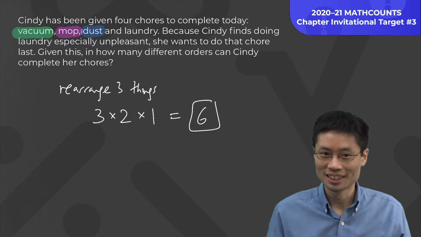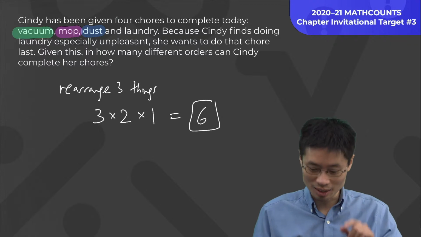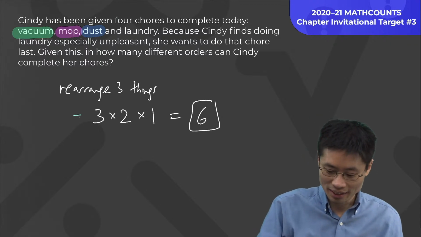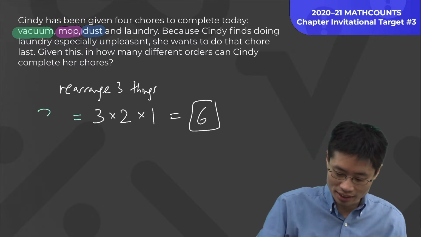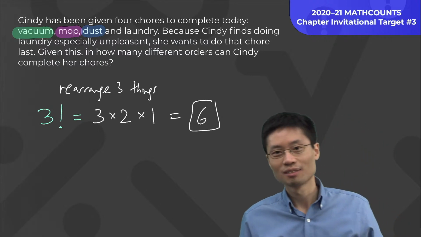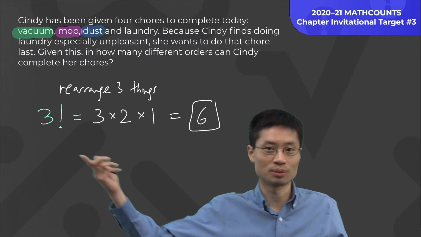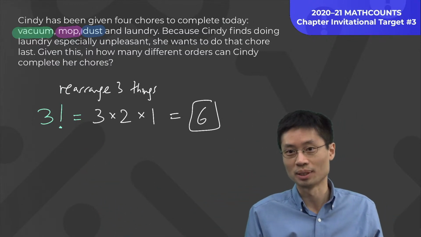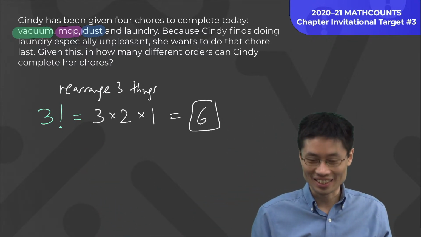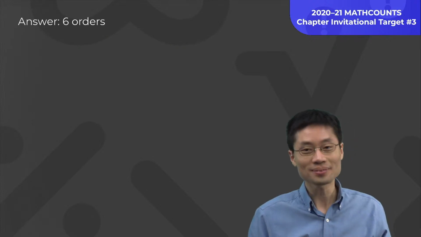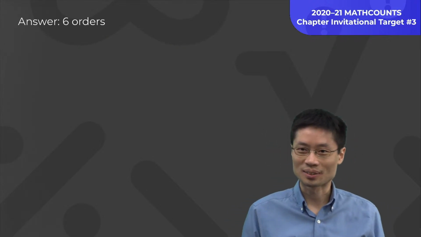Let's see if this is right. Somebody in the chat said, hey, this is so exciting that this is 3 factorial. We write the exclamation mark to mean 3 times 2 times 1 because we're so excited that we're multiplying lots of numbers together. So 6, okay, let's see. It is. All right, next question, question 4.